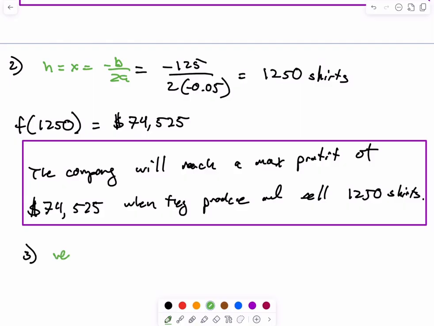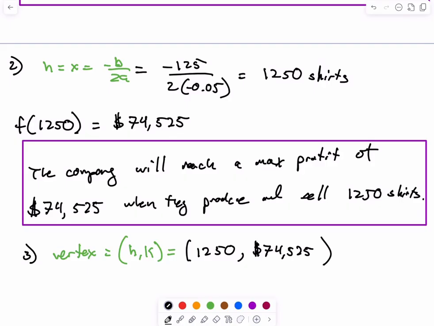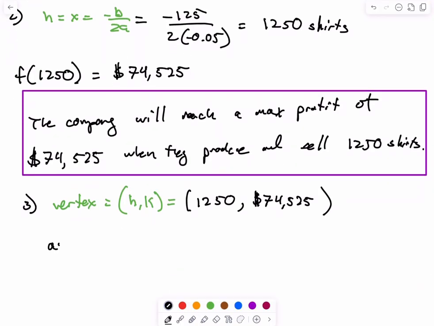So the vertex is our h comma k. And in this case, it ended up being the 1250 shirts, and the corresponding y was the 74,525. Okay. The axis of symmetry is going to be the x coordinate of the vertex.